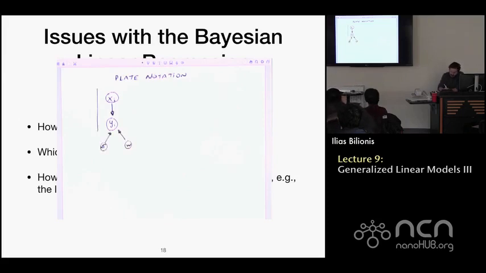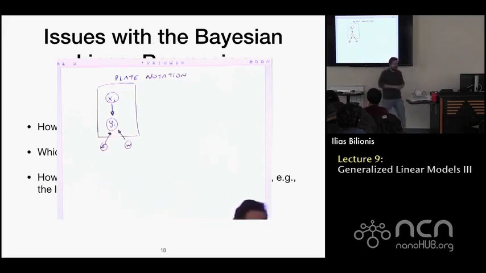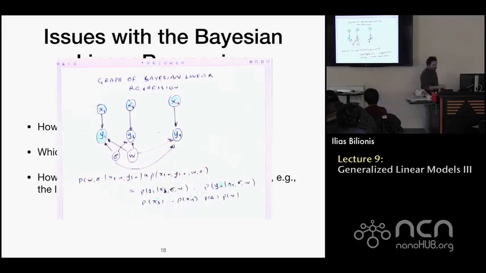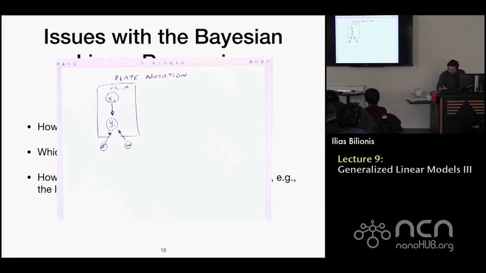Then we make the convention that whenever we put a plate, whatever is inside the plate is repeated depending on whatever index I put up here. So when I write that, this plate is repeated n times, and it gets expanded to this. It's just a faster way of drawing it. And I'll show you now why the graphical interpretation of the plate notation is extremely useful.